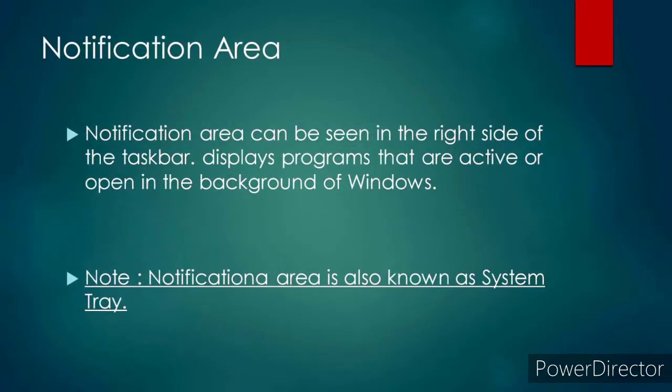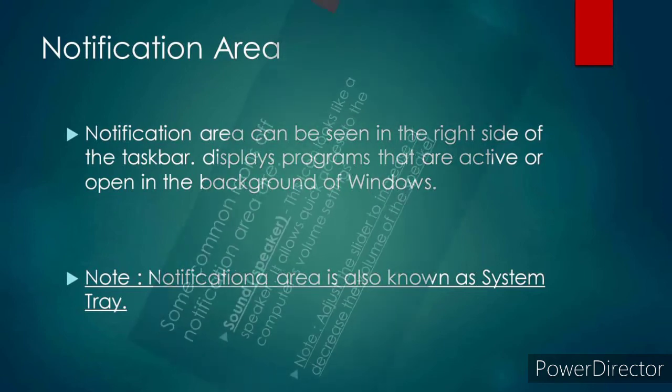Next is notification area. Notification area can be seen in the right side of the taskbar. It displays programs that are active or open in the background of Windows. Note, notification area is also known as system tray.